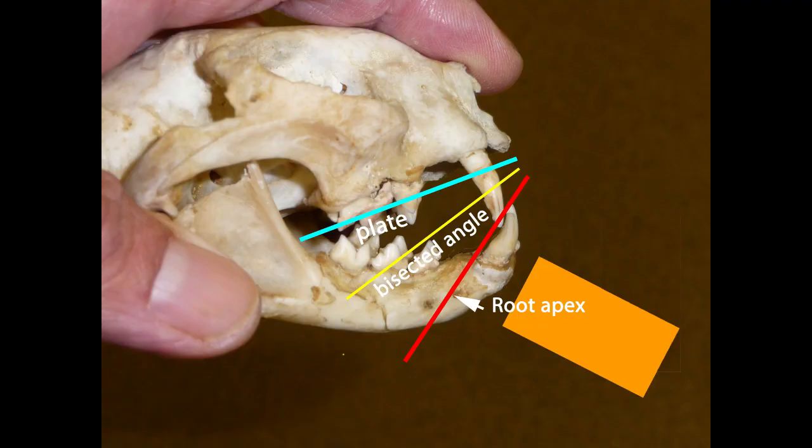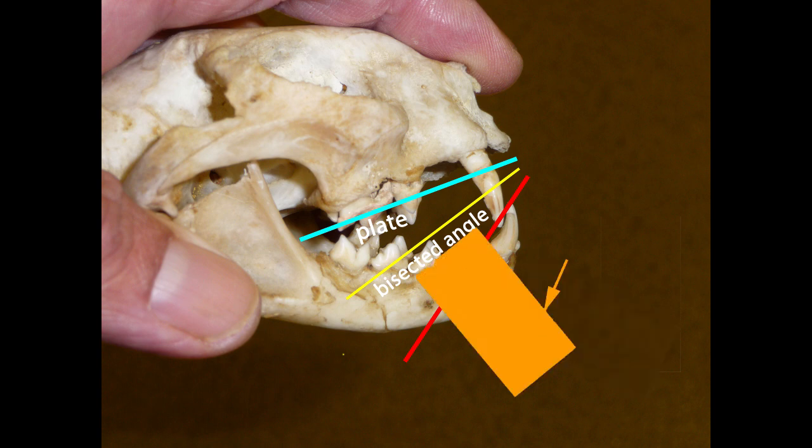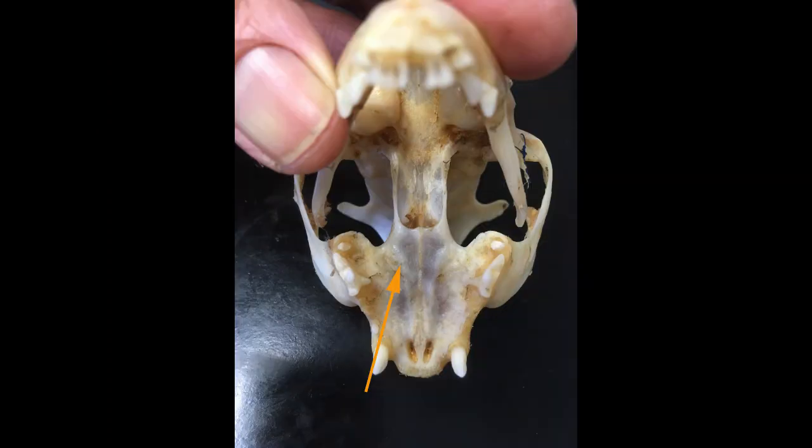So the red line represents the axis of the tooth. So we line our beam in orange to run perpendicular to that. We've got our plate in blue. The angle between is the yellow, so we simply then rotate our beam to run along the yellow line. We then tilt it 15 degrees out from the midline. Does that get me? Okay.